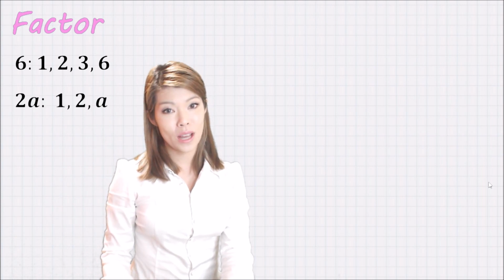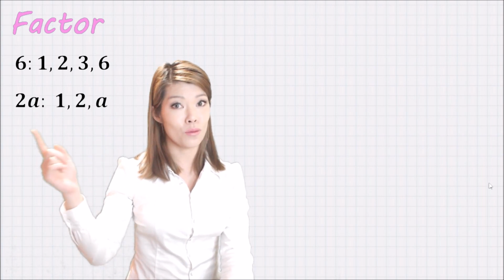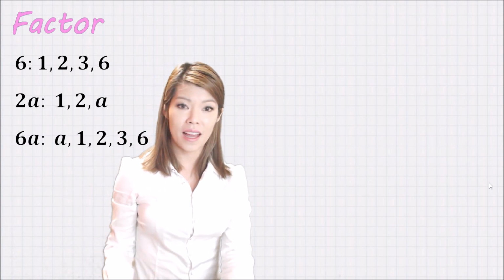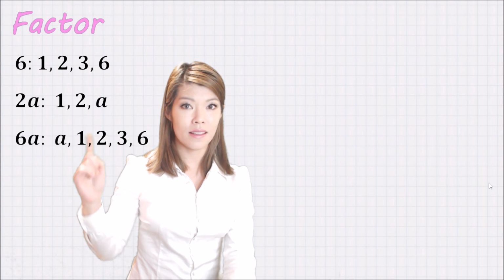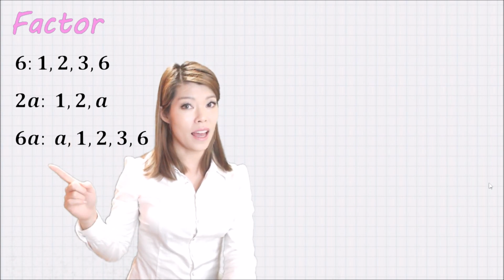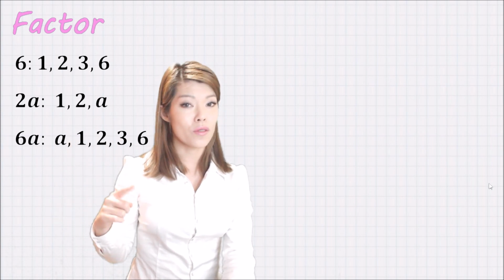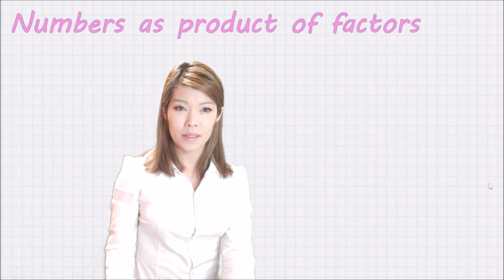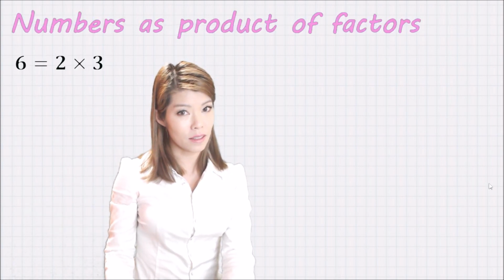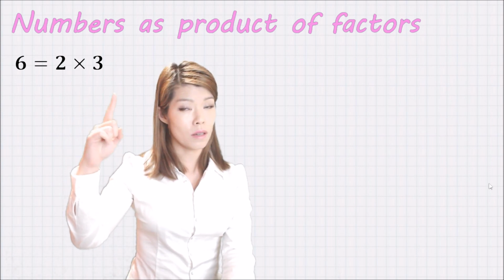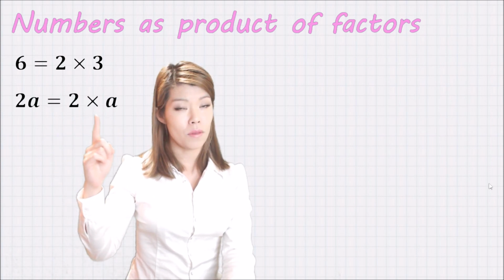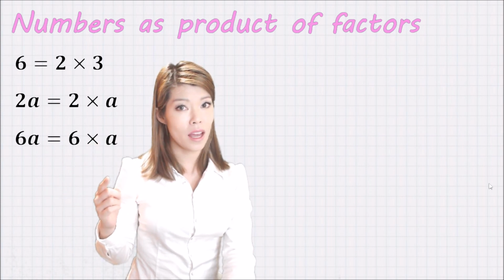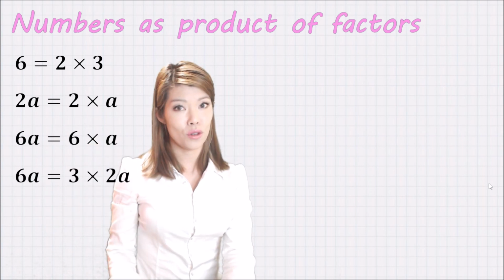The factors of 2a are 1, 2 and a because when you multiply them together you get 2a. And the factors of 6a are 1, 2, 3, 6 and a. 6 times a is 6a, 2 times 3 times a is also 6a. Let's write these numbers as products of their factors. So the 6 can be written as 2 times 3, the 2a can be written as 2 times a, and the 6a can be written as 6 times a or 3 times 2a.